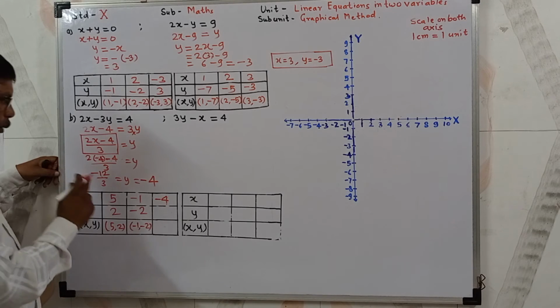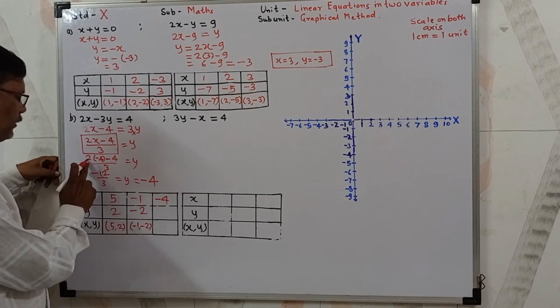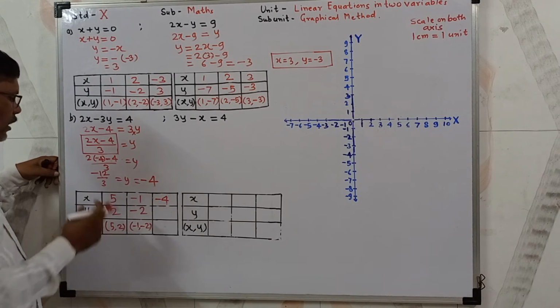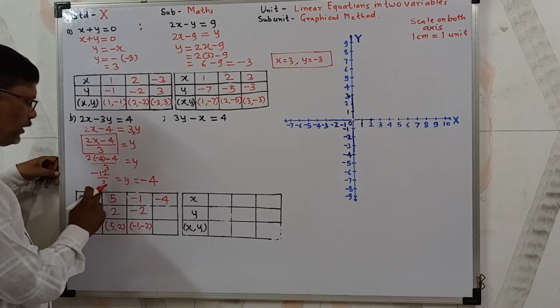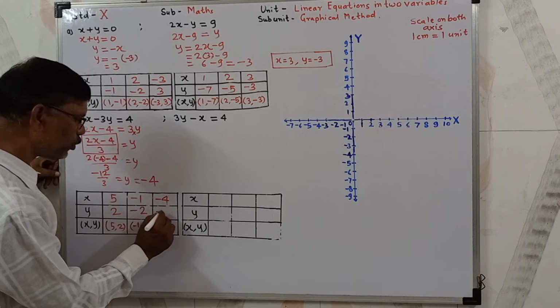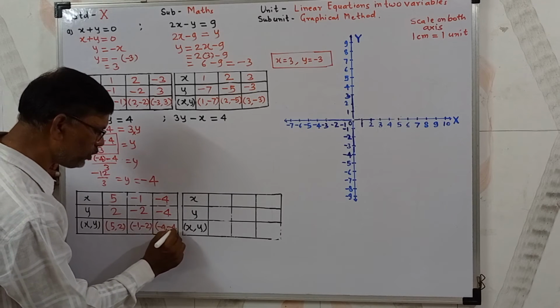Understood? We have put the value of x as minus 4. Then 2 into minus 4, minus 8. Minus 8 minus 4, minus 12, upon 3. 3 4s are 12. So the value of y is minus 4. So the point is (minus 4, minus 4).